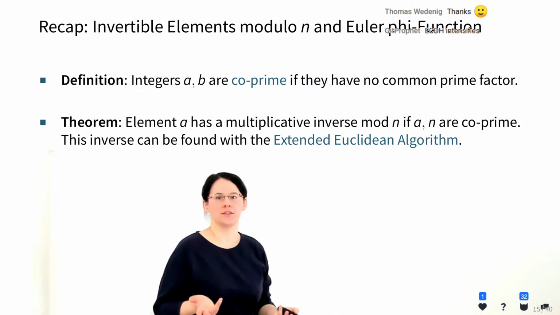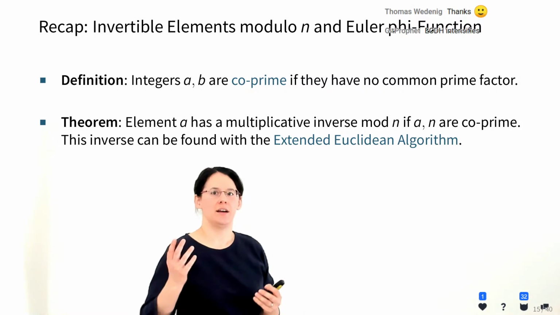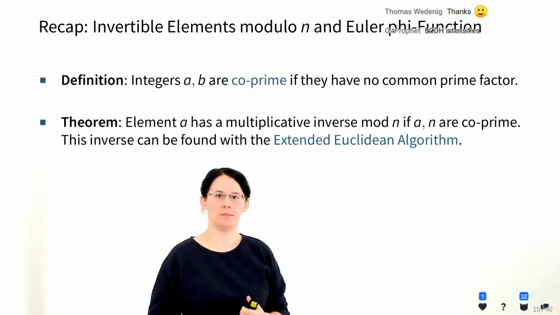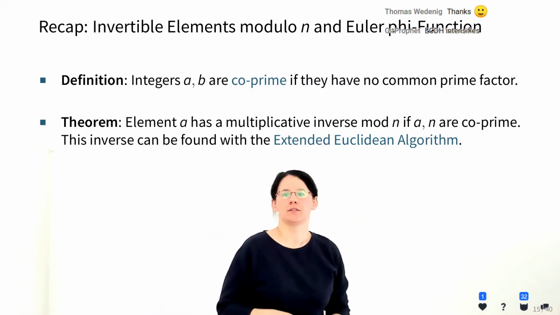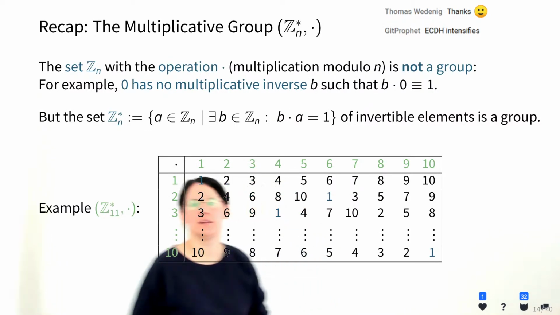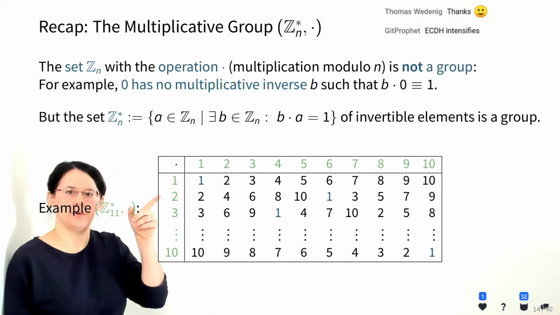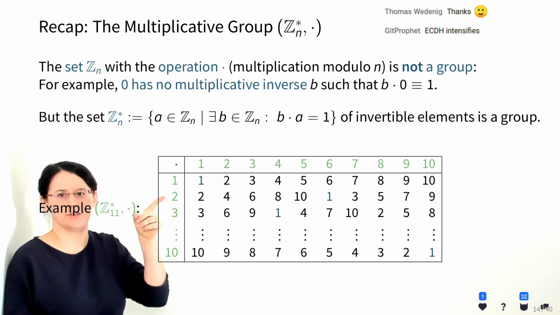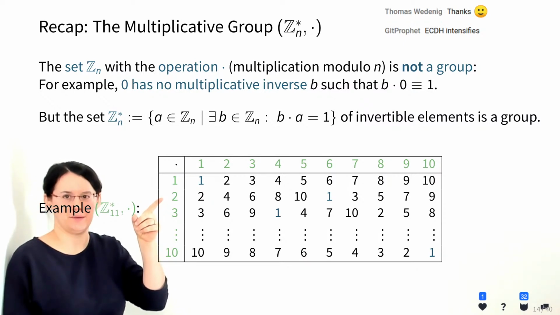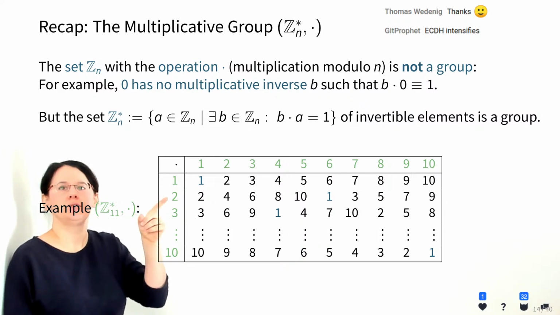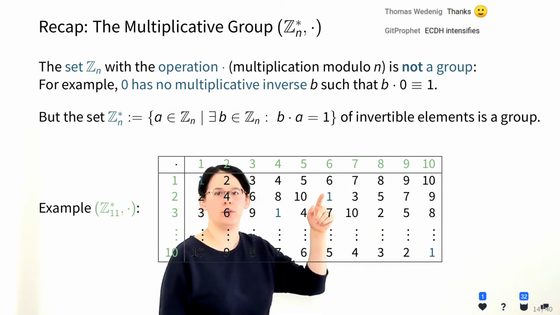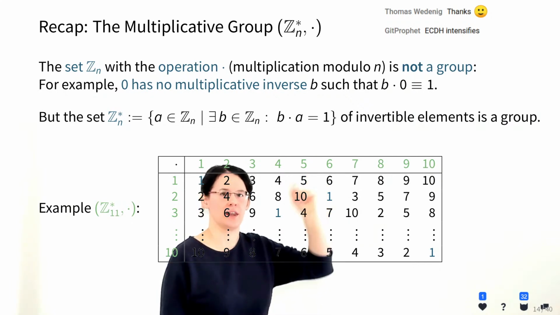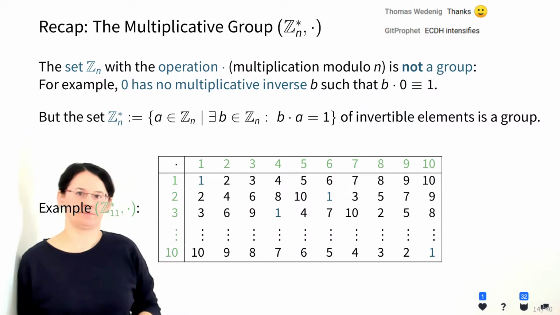And why is this concept relevant? It is because an element only has a multiplicative inverse mod n if this element is coprime to the modulus. For example, on the previous slide, 2 and 11 have no common prime factors because 2 is just 2 and 11 is a prime number. So this means that 2 must be invertible and that we must be able to find exactly 1 here in this row, and thus the resulting inverse element.